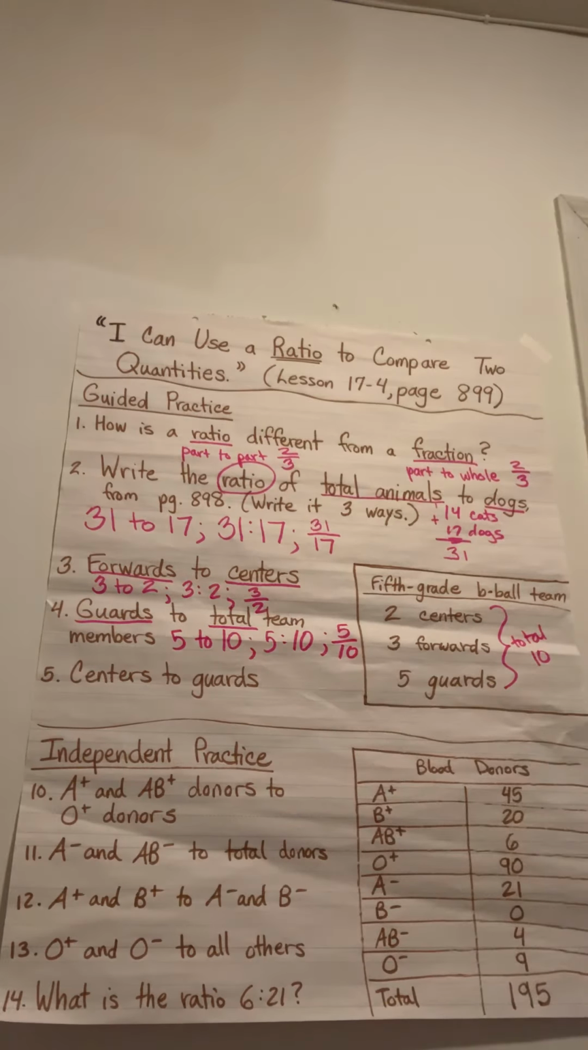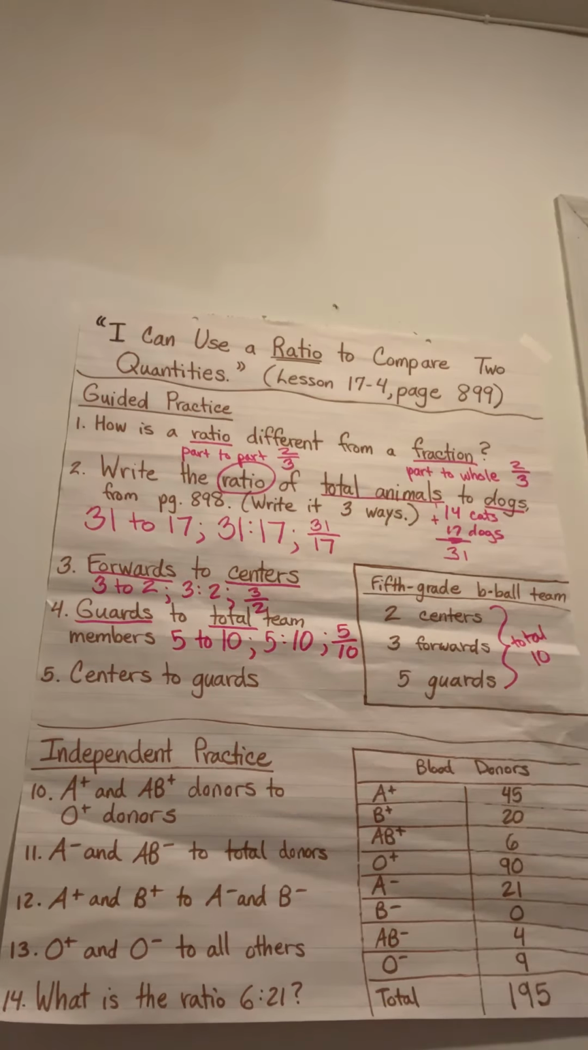We're going to skip ahead to number 10. This is the blood donor information that you're using for the whole bottom of this page, but we're going to skip ahead to number 10 because numbers 6, 7, 8, and 9 were very similar to what we already did. We don't need to do them again. You can try those on your own. But here we have our independent practice number 10 asks me for A plus and AB plus donors, or we could call that positive. A positive and AB positive donors to O positive donors.